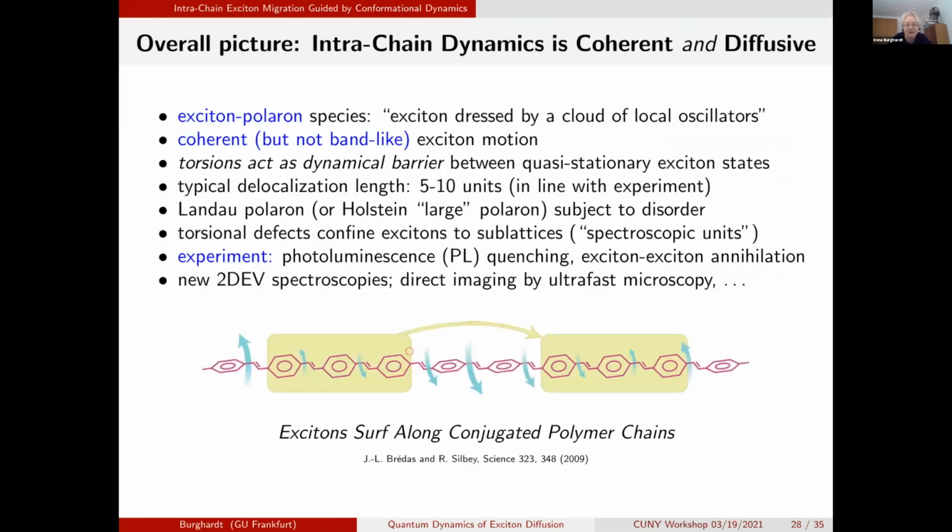Okay, so to wrap this up, we have exciton polarons that are driven by these torsional fluctuations. We have a coherent dynamics that is not band-like, yeah? And essentially we have this picture of excitons surfing along conjugated polymer chains. So this is by this paper of Breda and Silbey in 2009.